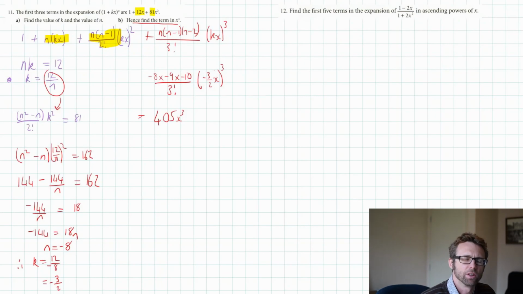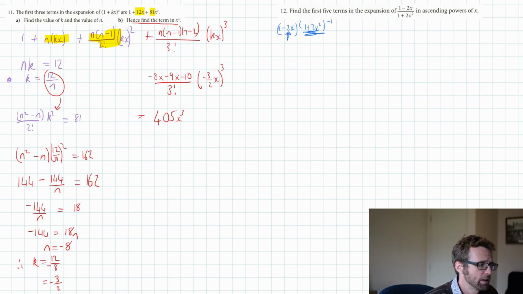Okay, so the last question that we have to work with here is we've got to find the first 5 terms of the expansion of (1 minus 2x) times (1 plus 2x squared) to the power of negative 1. I'm going to first of all rewrite this as 1 minus 2x, and then I'm going to multiply it by 1 plus 2x squared, and this will be to the power of negative 1. To expand this, the first 5 powers ascending, I'm going to get the first 4 powers of this equation here, and then I'm going to multiply those by the first bracket, because that will give me an extra power.